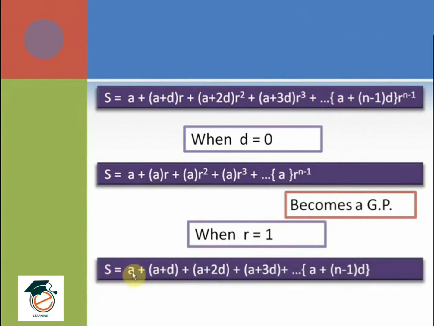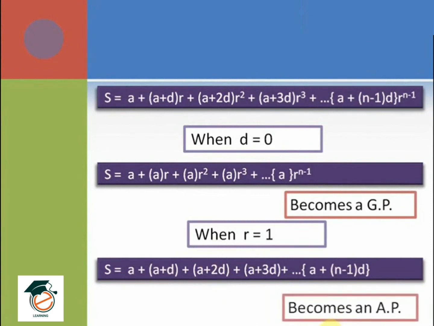Similarly, if we put R equal to 1 in this arithmetico-geometric series, then what we get? We get S equal to A plus D plus A plus 2D plus A plus 3D and so on up to A plus (n minus 1) into D. And we see that this is an AP. Thus, when we put R equal to 1 we get an AP, and when we put D equal to 0, we get a GP. Thus, arithmetico-geometric series is actually a combination of an AP and a GP.